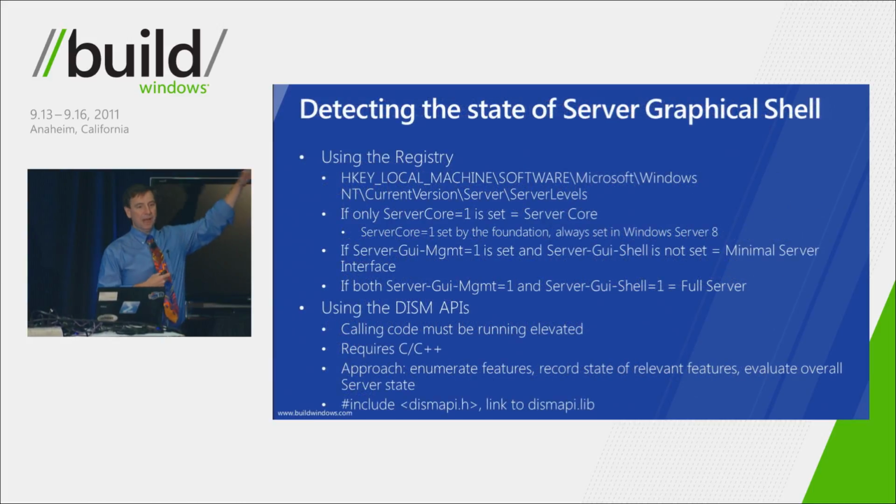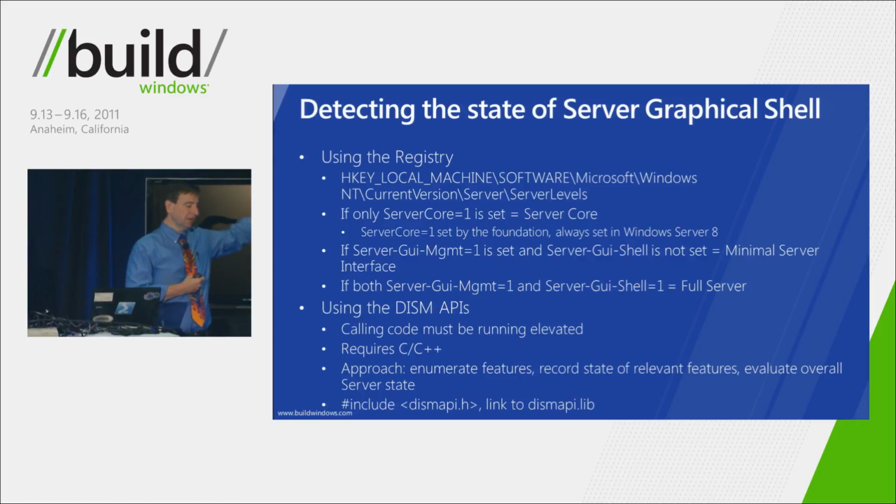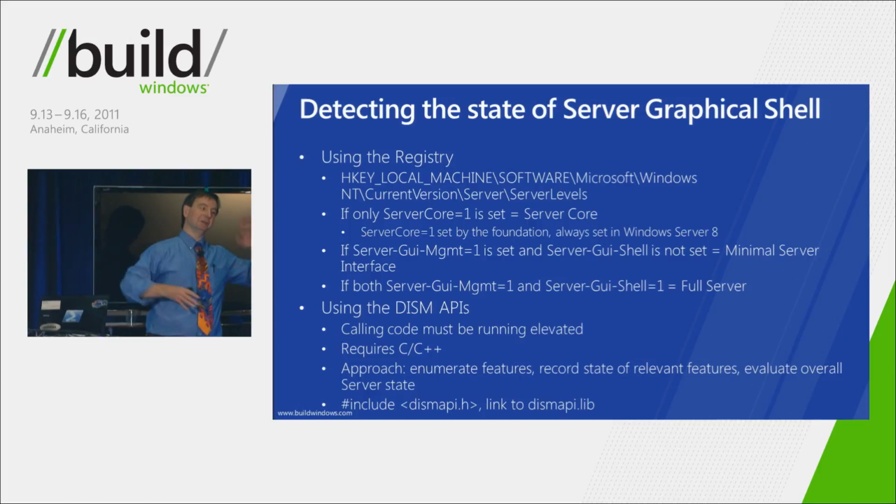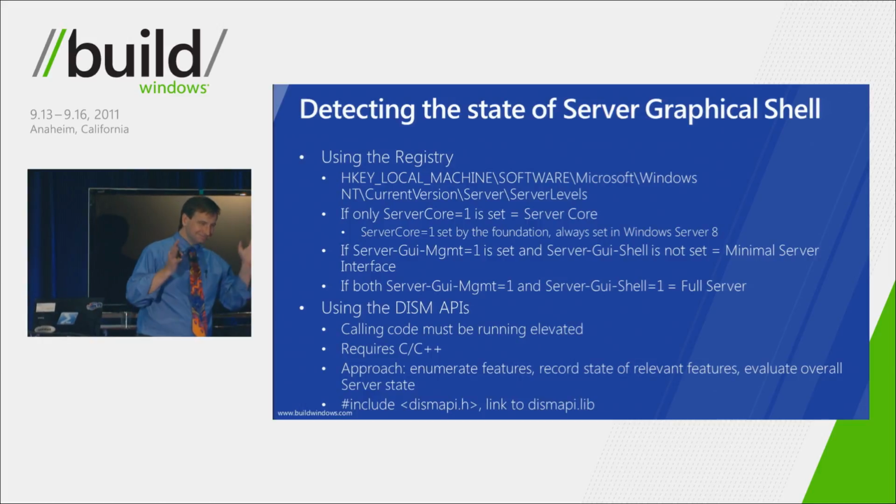So this shows you how to detect the state of the graphical user shell. There's a particular registry key there, and we have a couple values: Server Core, Server GUI Management, and Server GUI Shell. Server Core is always set. If Server GUI Management is set and Server GUI Shell is not set, that is the minimal server interface. And I screwed that up, didn't I? If they're both set, you've got full server, and if only one's set, you're in between. That's how you do it.